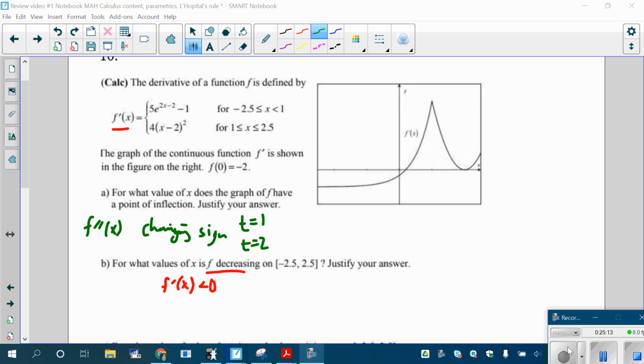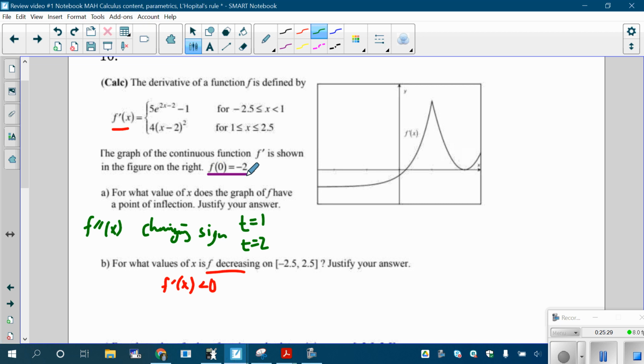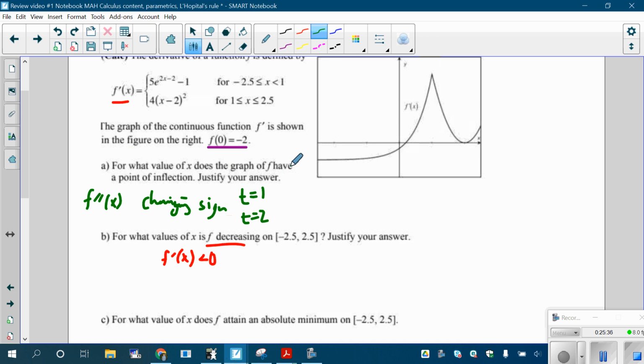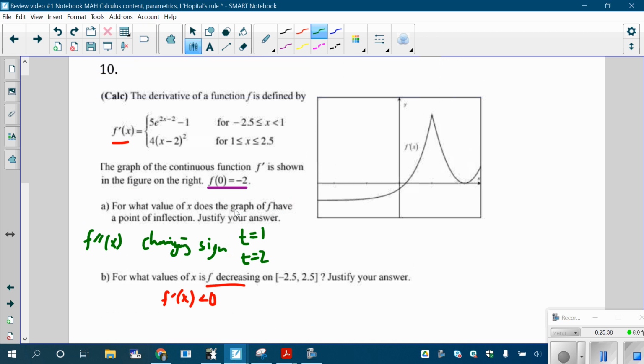Last thing here, a little bit of a weird question, but back to some MAH stuff. They give us a piecewise function to describe our derivative, and they give us this graph which we can use. They tell us that f of 0 is -2. They're saying first, for what x values does f have a point of inflection? A point of inflection happens when the second derivative changes sign.